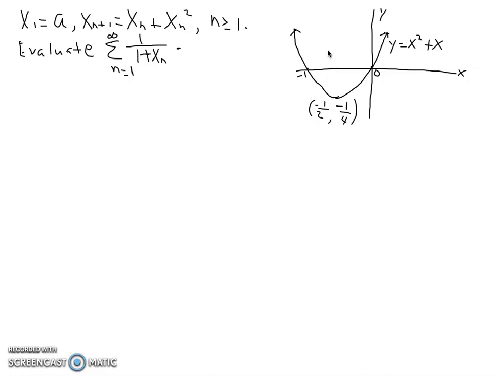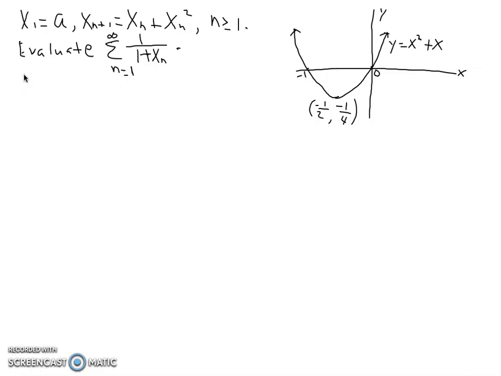But that makes all the values of 1 over 1 plus x sub n greater than or equal to 1. So by the divergence test, the series diverges because there's no way the limit of 1 over 1 plus x sub n can be equal to 0. Okay, so any a we start with has to be less than negative 1 or greater than 0. Okay, so let's start with an a that's less than negative 1 or greater than 0.